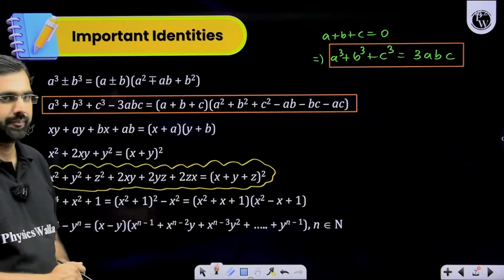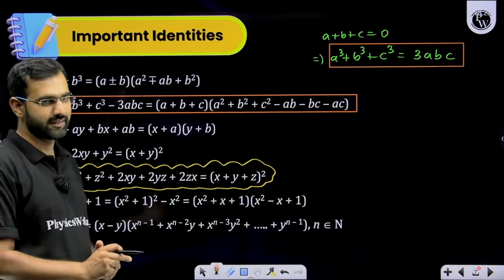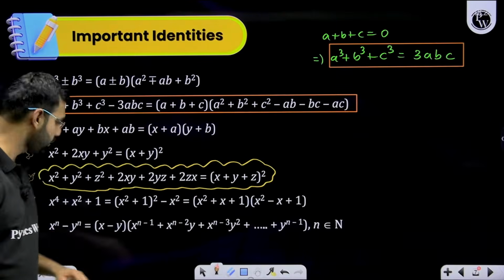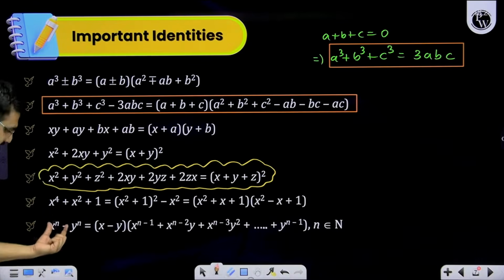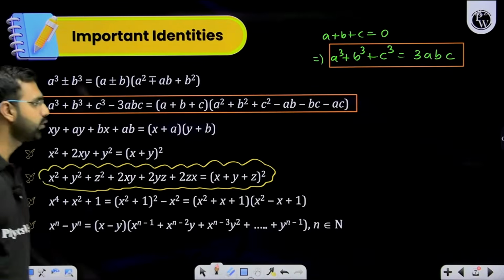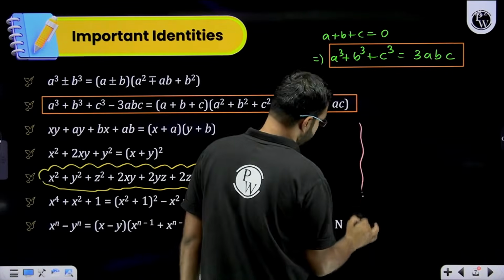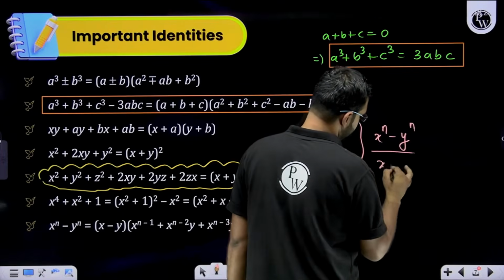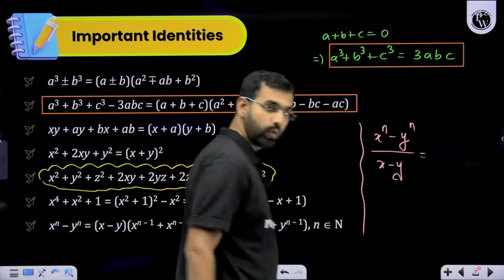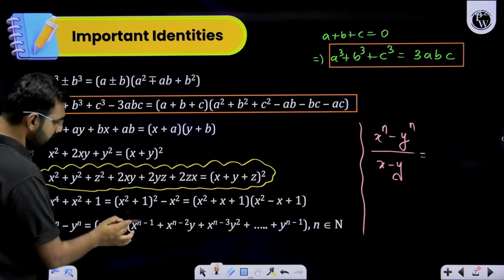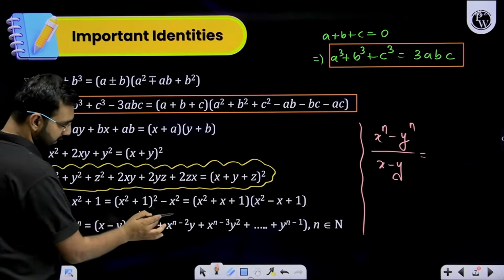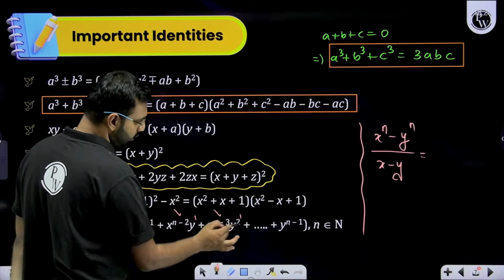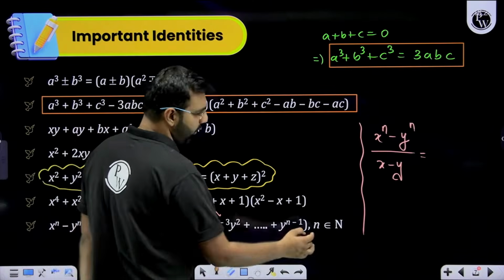Now with that, let's talk about this result as well, which is again a very crucial one. Remember this as a result: x to the power n minus y to the power n upon x minus y. I repeat, this is how you should remember it. This is always equal to x to the power n minus 1 plus x to the power n minus 2 into y to the power 1 plus x to the power n minus 3 y to the power 2, and so on and so on.